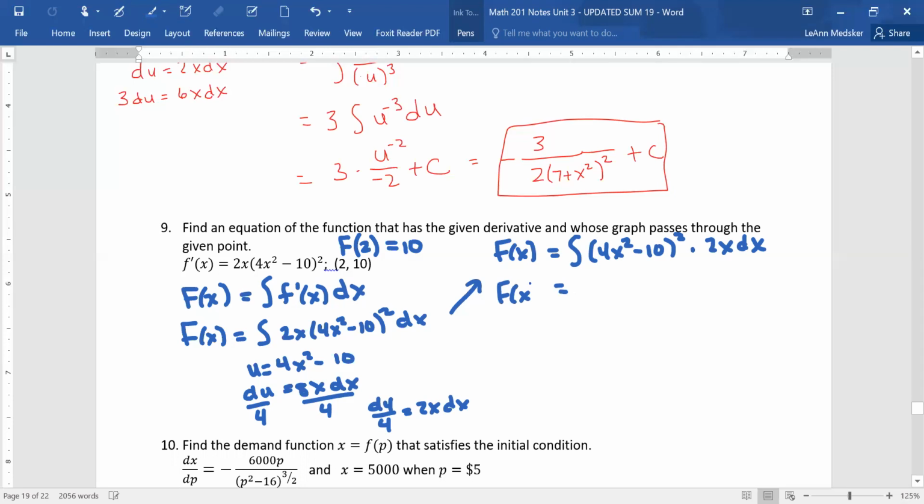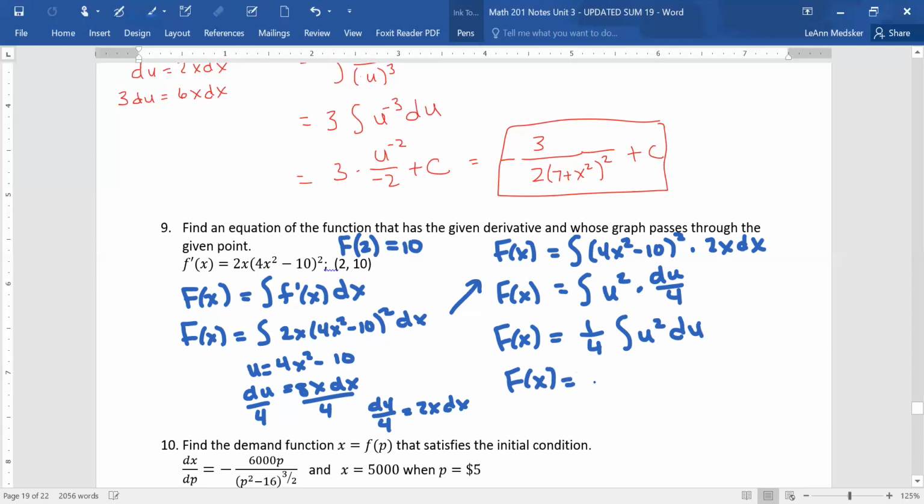So big F of x equals the integral of u to the second times du over 4. We can pull our 1/4 to the front of the integral. And then we're going to integrate this. So this says big F of x is equal to 1/4 times u to the third over 3 plus c. So this is just doing our indefinite integral just like we've done this whole time. So that's u to the third over 12 plus c.